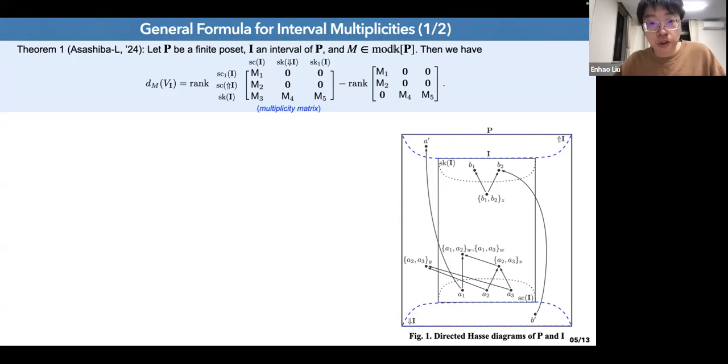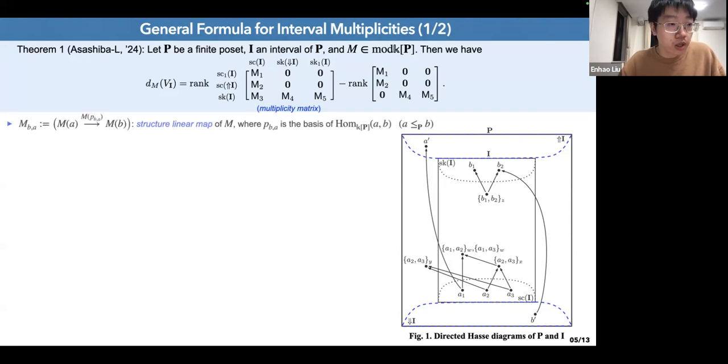But first, you can see that the first big matrix, the block matrix, we give a name: the multiplicity matrix. It has 9 blocks, but only 5 non-zero blocks. And the next block matrix is very similar to the first one, the multiplicity matrix, but we let M3 be 0. Okay, now let's explain what the entries in this formula are.